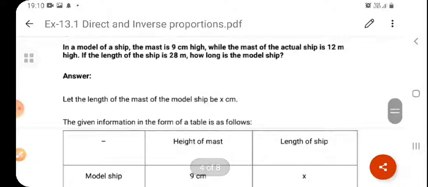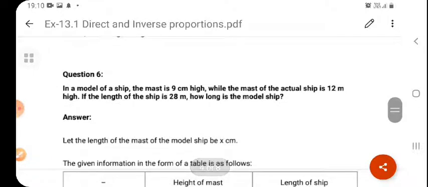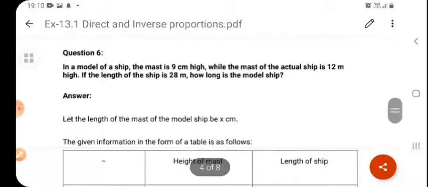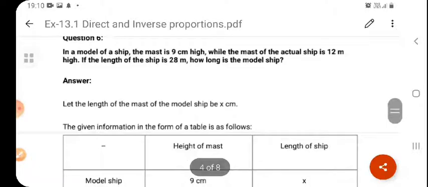Question number 6. In a model of a ship, the mast is 9 centimeter high, while the mast of the actual ship is 12 meter high. So if the length of the ship is 28 meter, how long is the model ship?